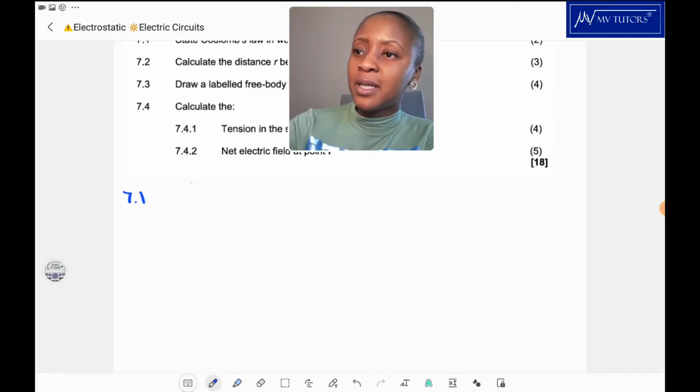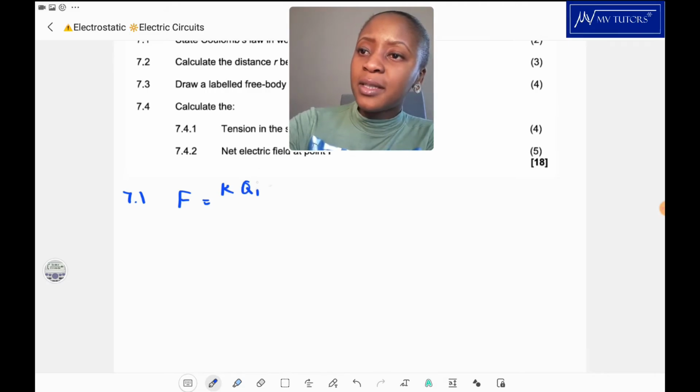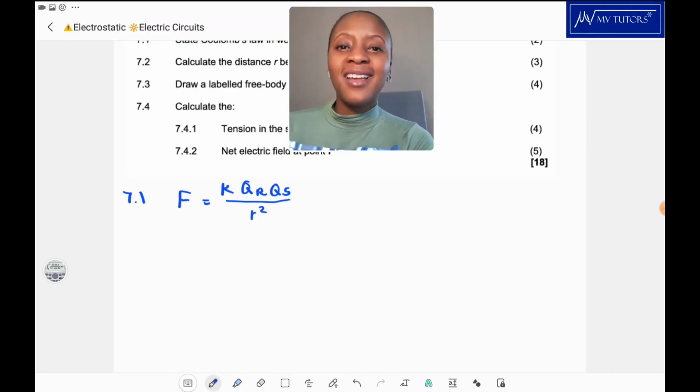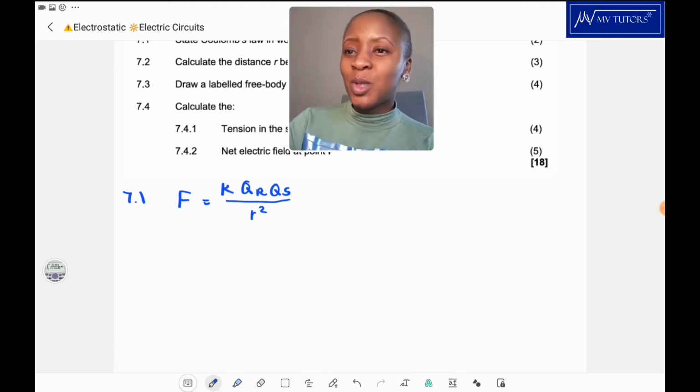And that is the formula. So the force that one charge exerts on another: you have your constant K, which is 9 times 10 to the power 9, then you have Q1, in this case it's R and S, so I would say QR and QS, over R squared. Just by knowing this formula, which is given in the formula sheet, it is easier to write out Coulomb's law. So what is Coulomb's law?